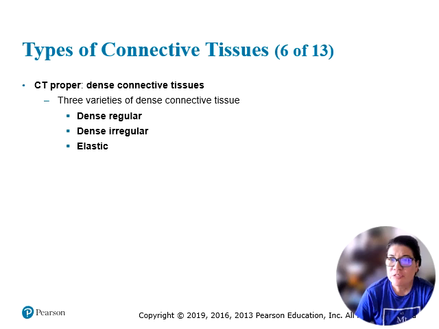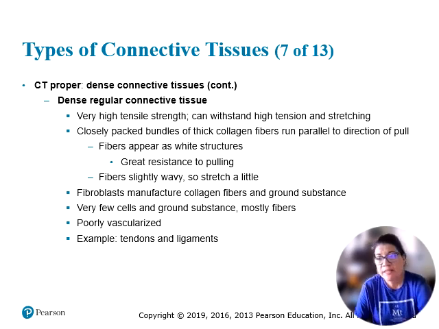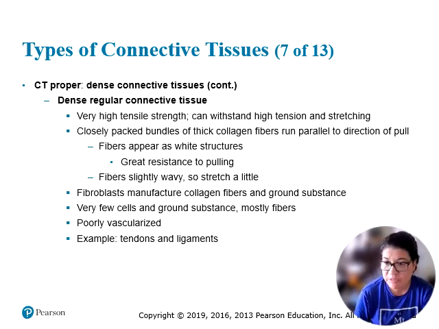All right, then you've got your dense connective tissue. You've got three kinds there. Dense regular has high tensile strength, so lots of tension and stretching, and it's not very vascularized. This is your tendons and ligaments. That's why when you injure a tendon or ligament, it takes a long time to heal. It's really difficult to heal because it doesn't have a lot of blood flow to it, right? They're going to look white and wavy.